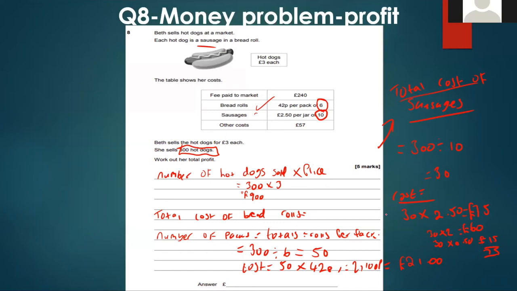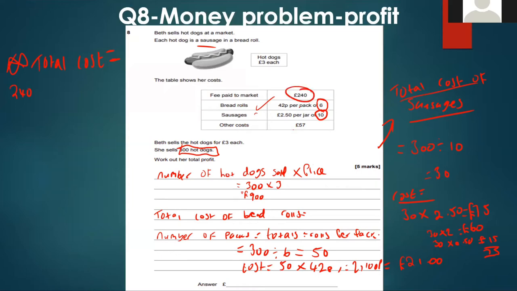But now we need the total cost of everything. So I'm just going to write this bit up here: the total cost of everything. You've now worked out separately each one, the cost of bread rolls, the cost of sausages, everything like that. Now the total cost is going to be the £240, because you need other costs, which is the market fee. It says that what you've got is a fee paid to the market.